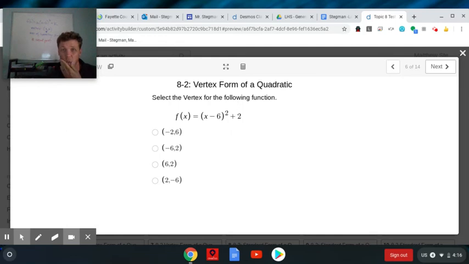All right, this one, select the vertex for the following. Now, this one, it gives us the vertex form, and we have to try to find the vertex. So we want to focus on two things when we're trying to find the vertex.